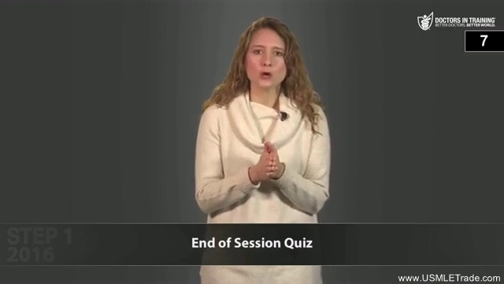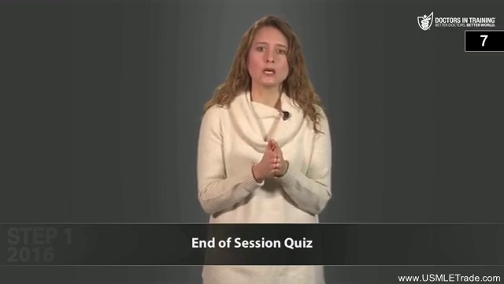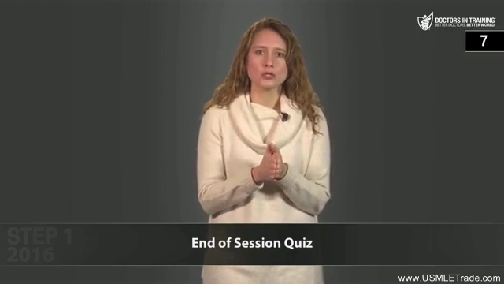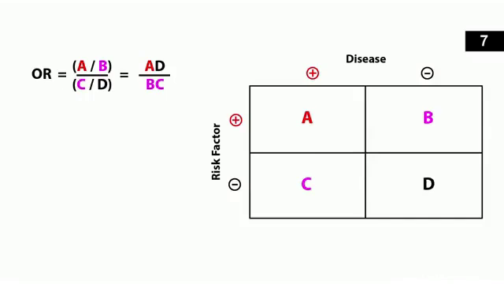Okay, let's get started. First question. What are the equations for odds ratio, relative risk, attributable risk, and number needed to treat? Odds ratio is A over B divided by C over D. Or another way to say this is A times D divided by B times C. This is the odds of having a particular disease in a group with a risk factor divided by the odds of having a particular disease without the risk factor.